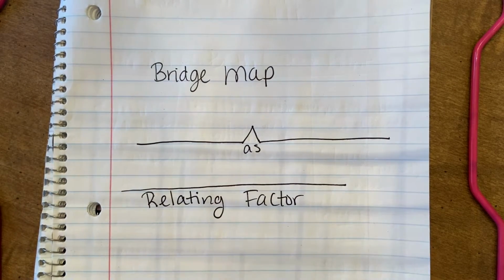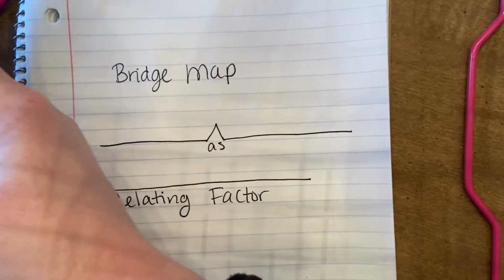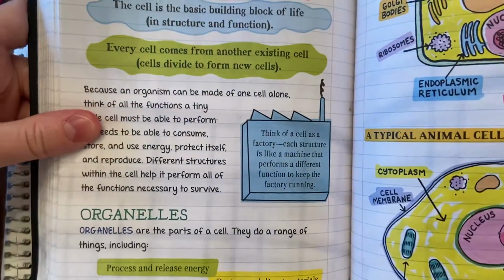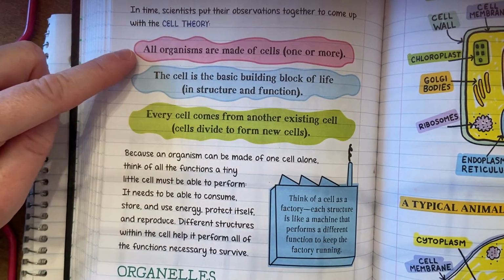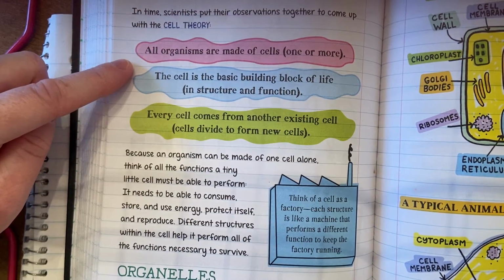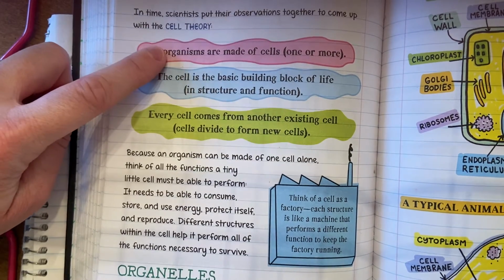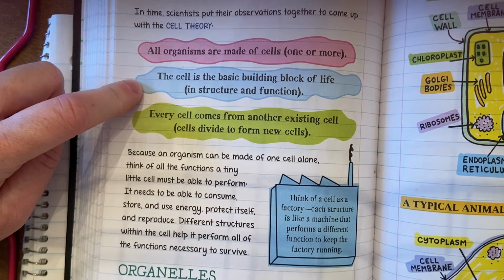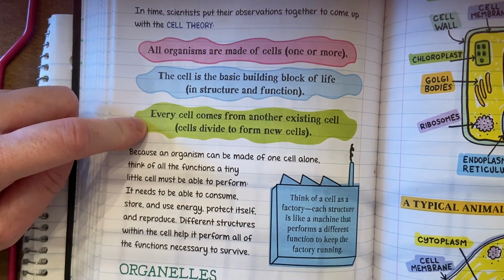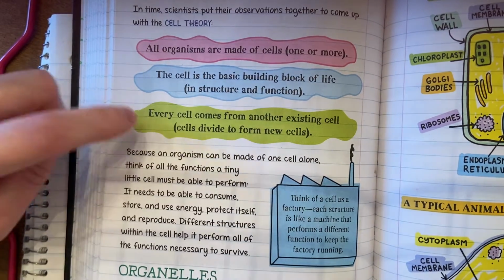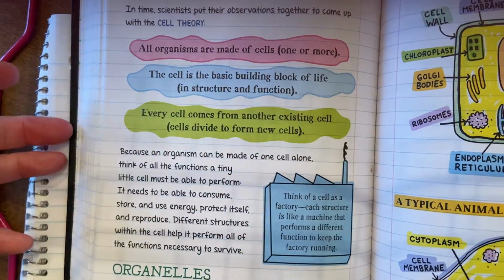All right, so let's review. Let's talk about the cell theory really fast, okay? Remember that all organisms are made up of one or more cells, so remember living things. The cell is the basic building block of life, or the basic unit of structure. The cell comes from pre-existing cells. Cells divide to form new cells, okay?